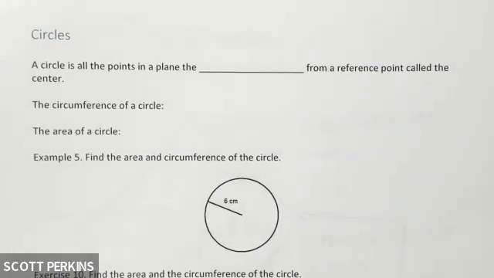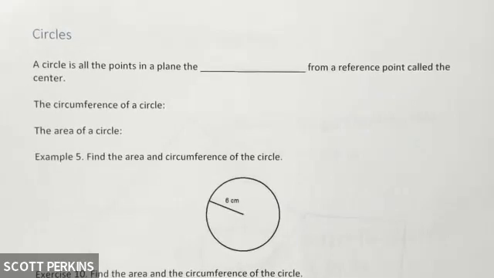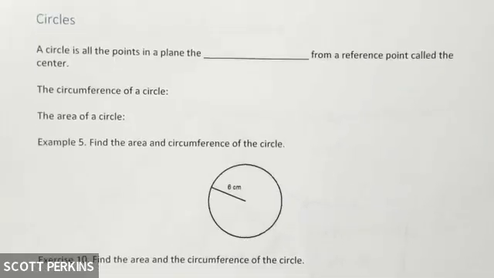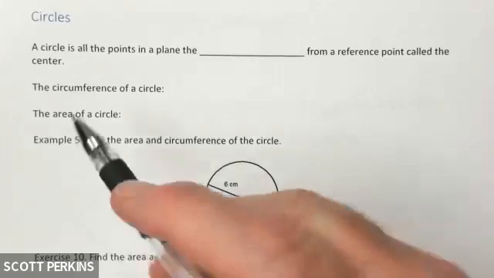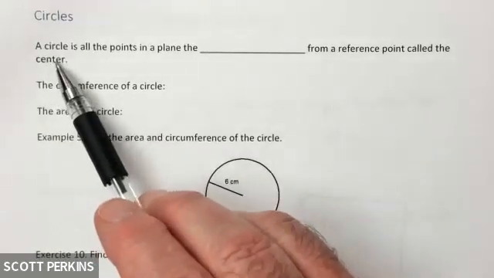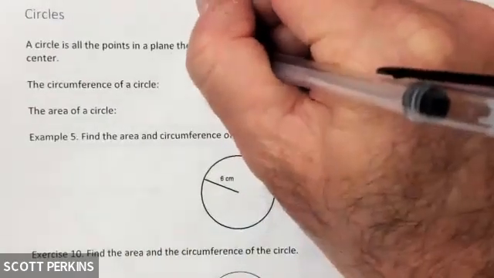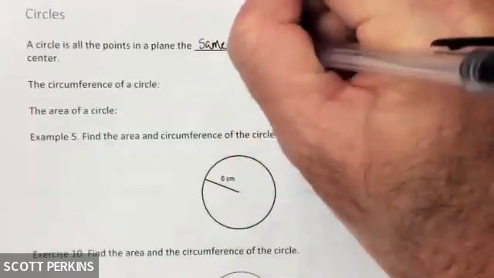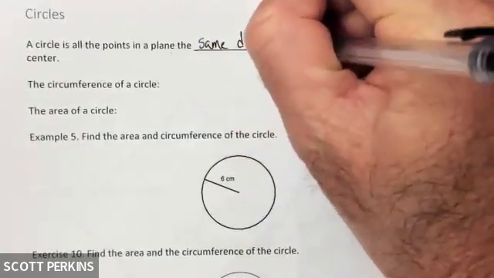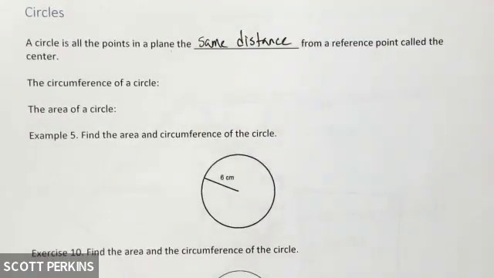The last thing that we are going to talk about is a circle. We haven't seen or talked about circles, but circles are a figure in the plane. They're two-dimensional. And so the definition of a circle is all the points in the plane the same distance from a reference point called the center.